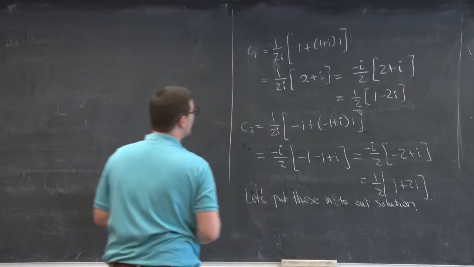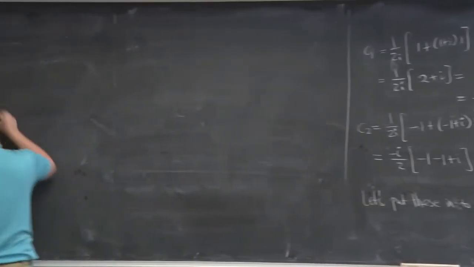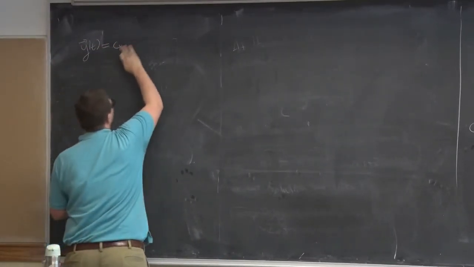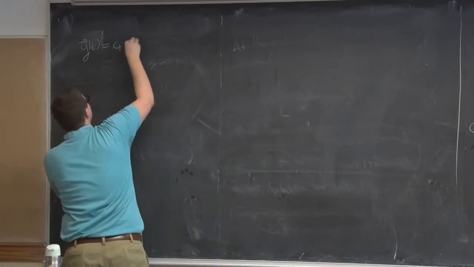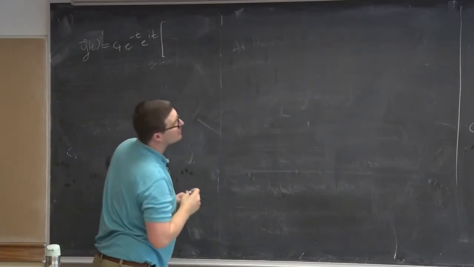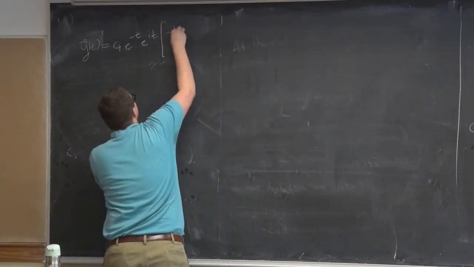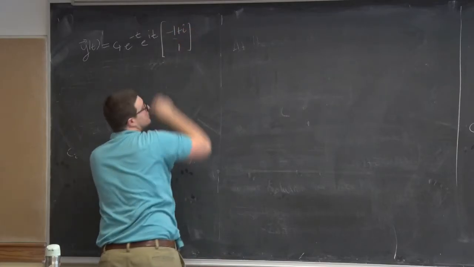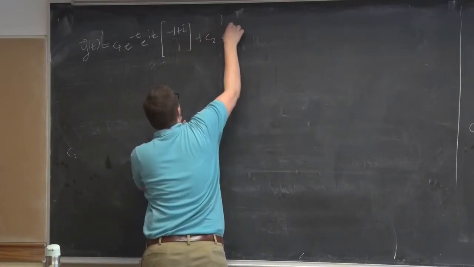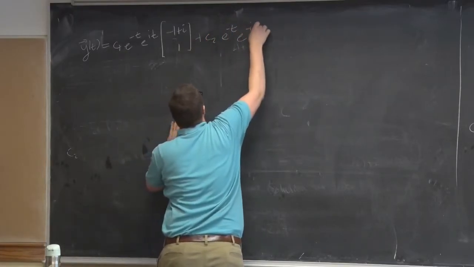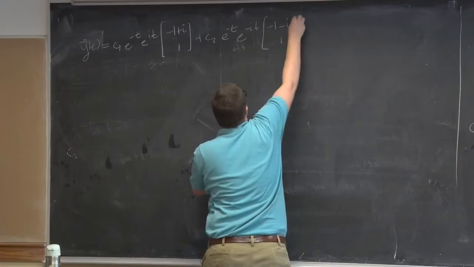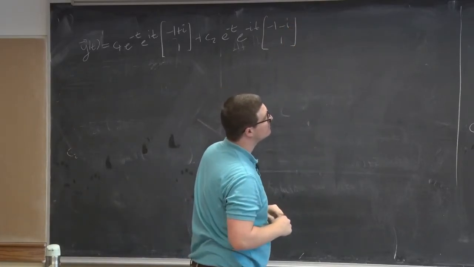Okay, so let's write down our solution. y of t is C1, and I'm just going to copy it down again: e to the minus t, e to the it, and then I'm going to write out what this one is here. It's (-1 plus i) over 1, right? And then we have plus C2, e to the minus t, e to the minus it, with (-1 minus i) over 1, like so.